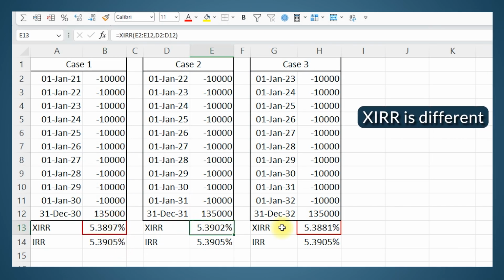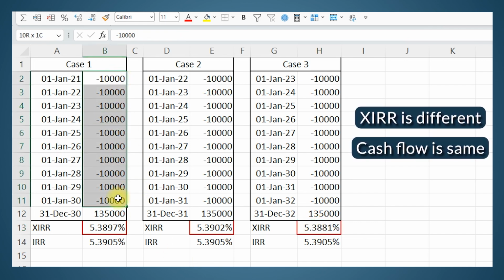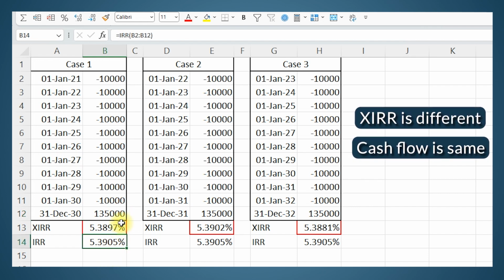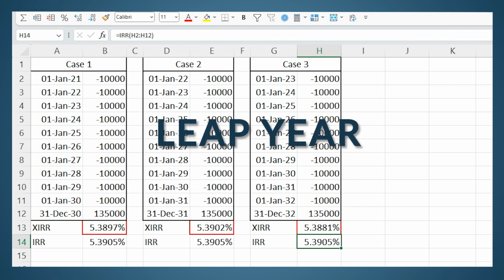In my previous video, I had quizzed why the following 3 cash flows have slightly different XIRR, even though all of them have the same pattern of paying 10,000 for 10 years and receiving 1,35,000 at the end of the 10th year. And when we use the IRR function instead of the XIRR function, once again we get a slightly different answer. However, the IRR function is giving the same answer across all 3 cases. The answer is because of leap year.